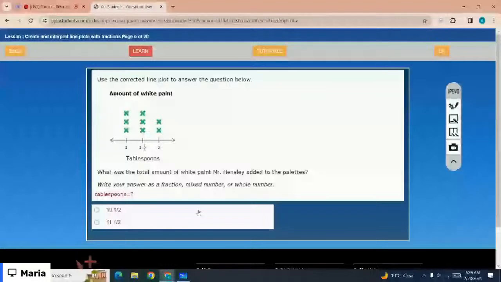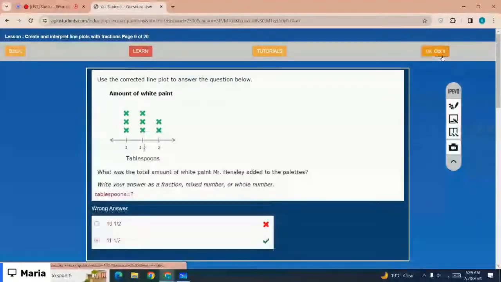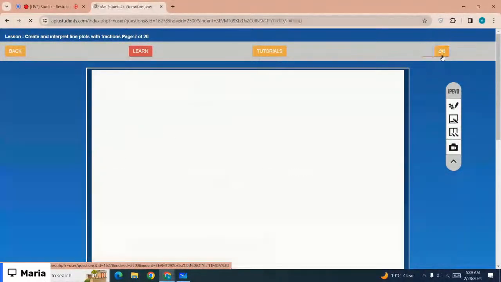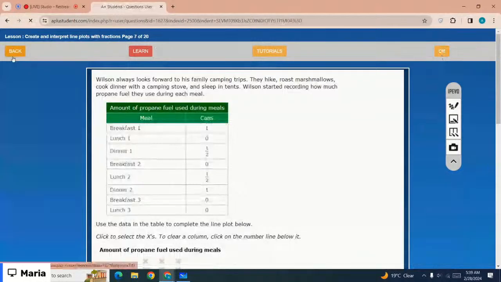So the correct option, 10 whole 1 over 2, is the correct option. Oh, that is 11 whole 1 over 2. Okay, you can complete the lesson by yourself later today.